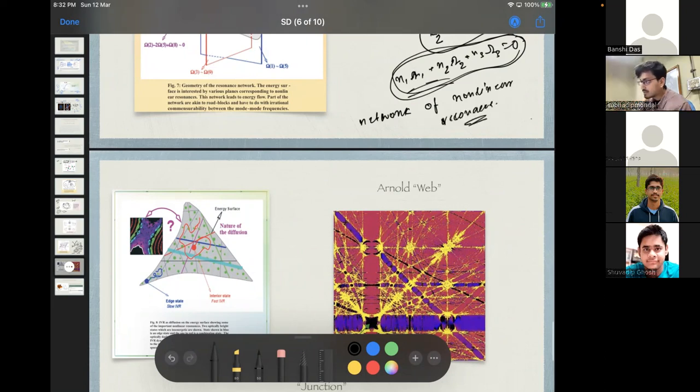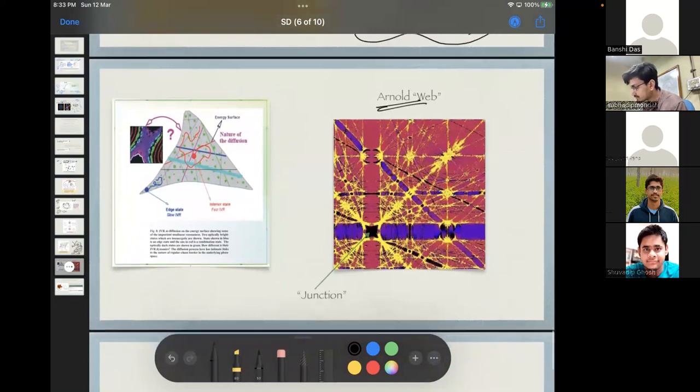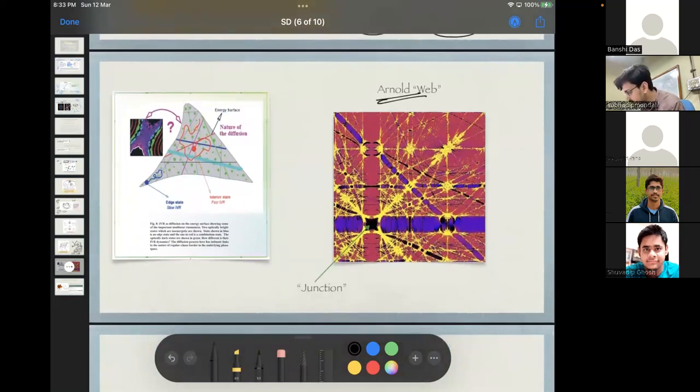So the phase space of a whole molecule is populated with this network of nonlinear resonances, and trajectories will follow these resonance structures to transfer energy between different vibrational modes. This network of nonlinear resonances is called the Arnold web, named after Vladimir Arnold, a mathematician. This is an actual picture. Look at the intricate structures here.